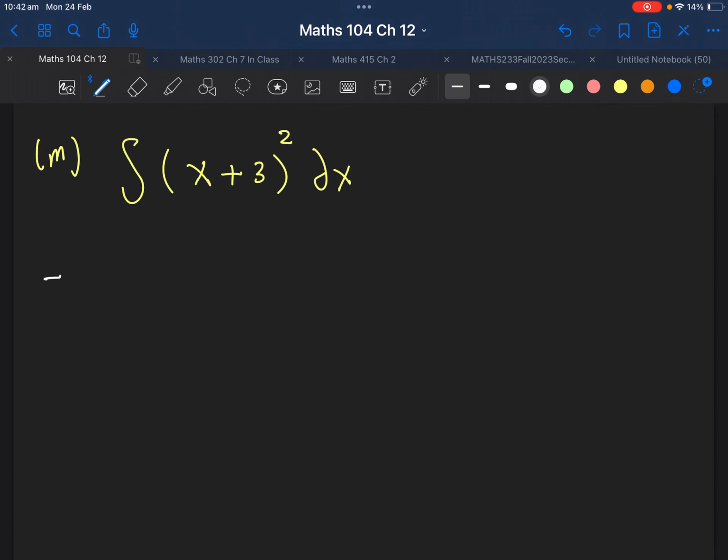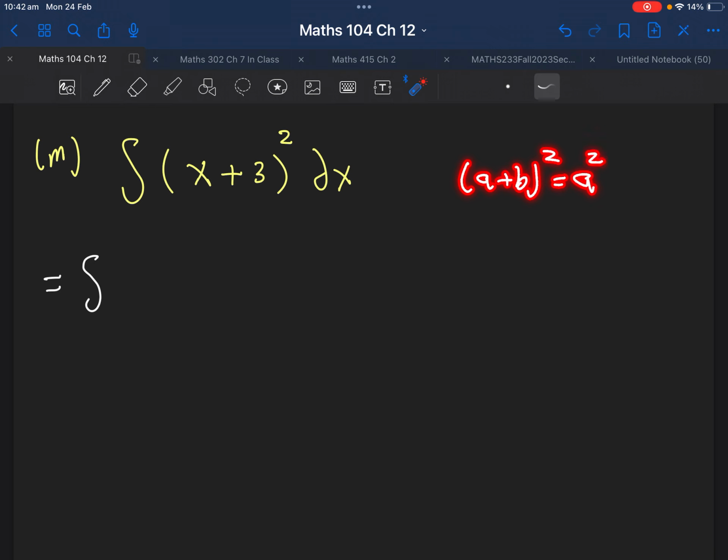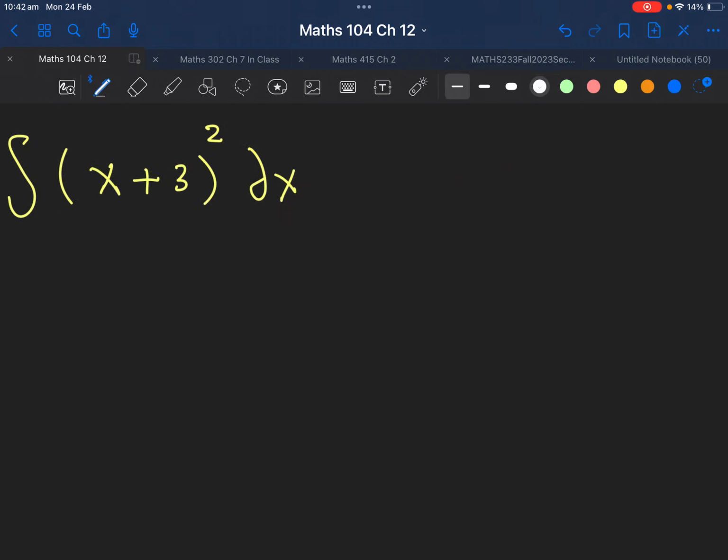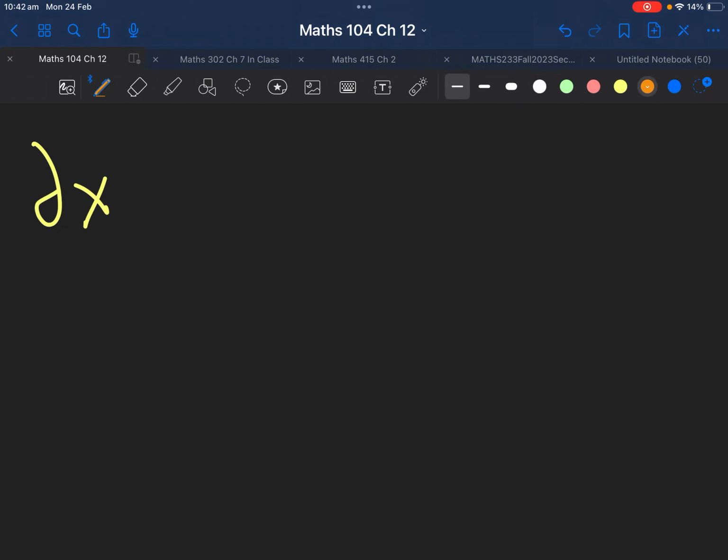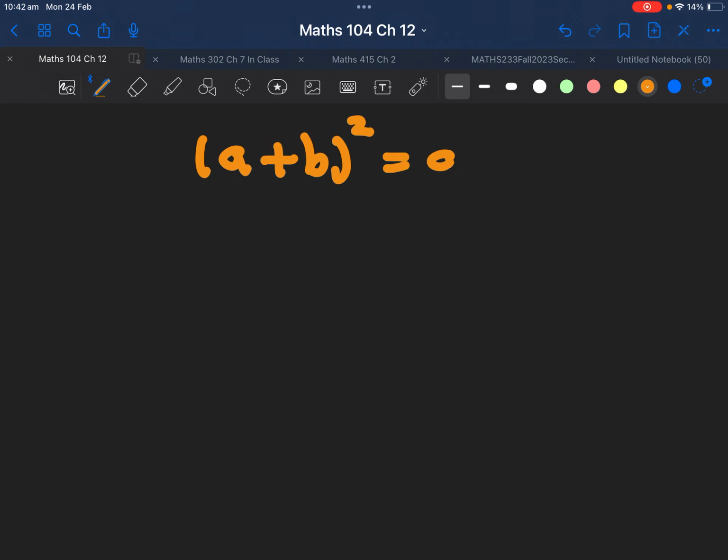Part M, all you need to do is expand this square. Remember, if we have (a+b) squared, we can expand it as a squared plus 2ab plus b squared. And that's exactly what we need to do here. So just let me remind you of this: (a+b) squared is just a squared plus 2ab plus b squared.